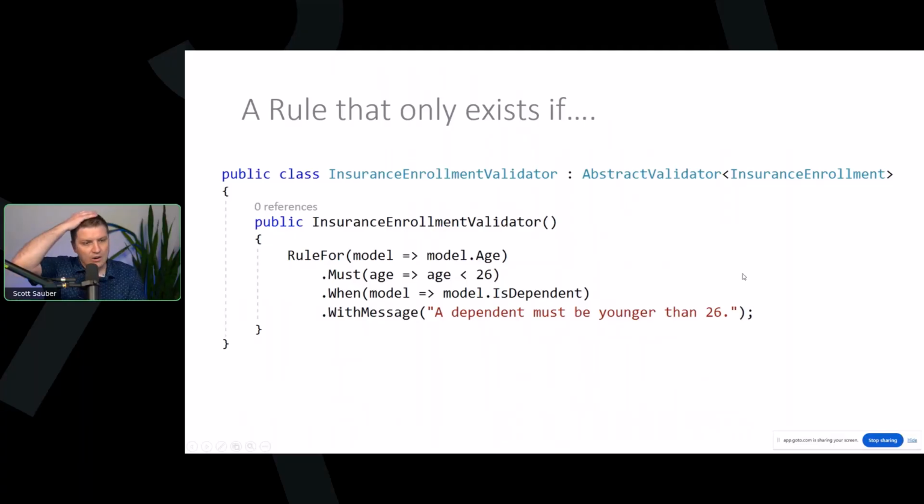But you can also add a rule that only exists under certain situations. For instance, this is a pretty basic one: here in the US, you can keep a kid on your health insurance until they hit 26. This is very similar to something I did, where when you're enrolling in health insurance, which you do every year, we want to make sure that your age is less than 26 when this is a dependent. And then have a message saying, hey, the dependent must be younger than 26. So you can also create custom rules inline here.